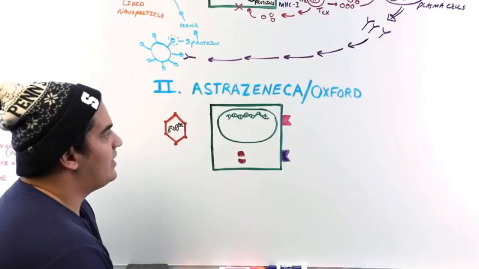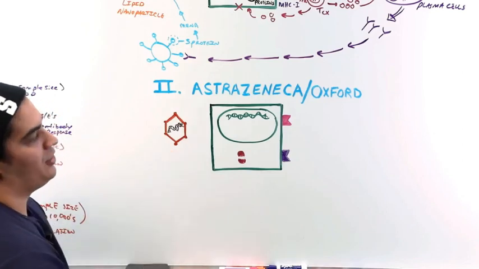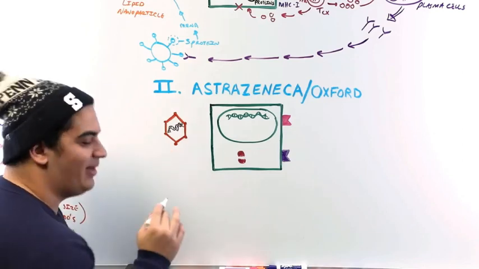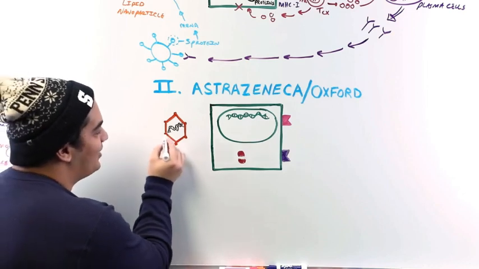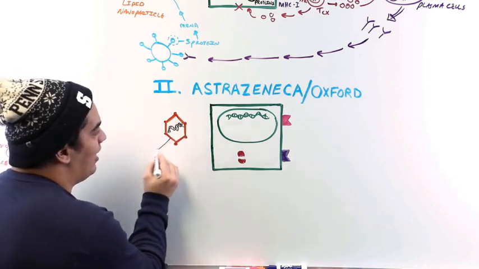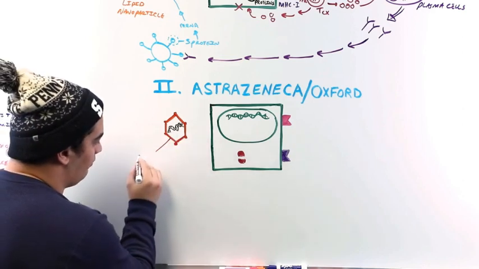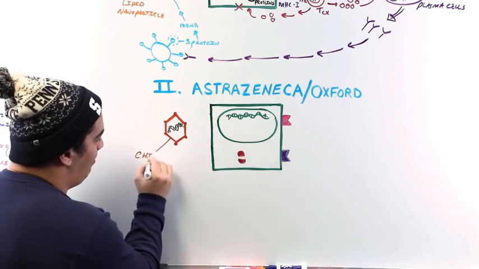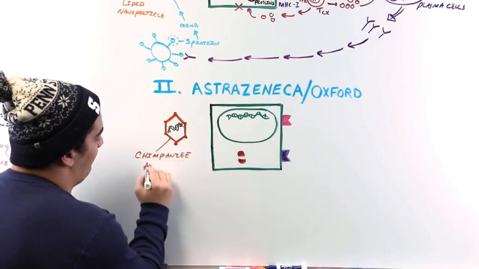All right, so next one is the AstraZeneca Oxford vaccine. This one is not mRNA technology. This actually uses something really interesting. It doesn't use a lipid nanoparticle. So you see this brown structure here. This brown structure, which is housing the nucleic acid inside of it, is called a chimpanzee adenovirus.